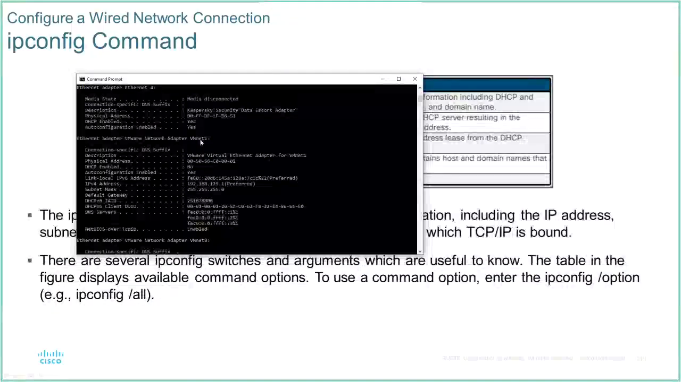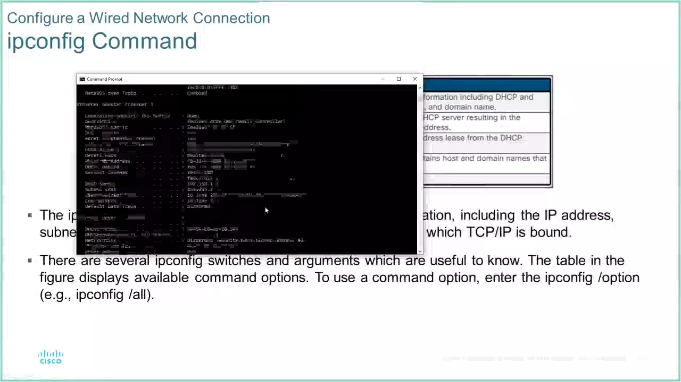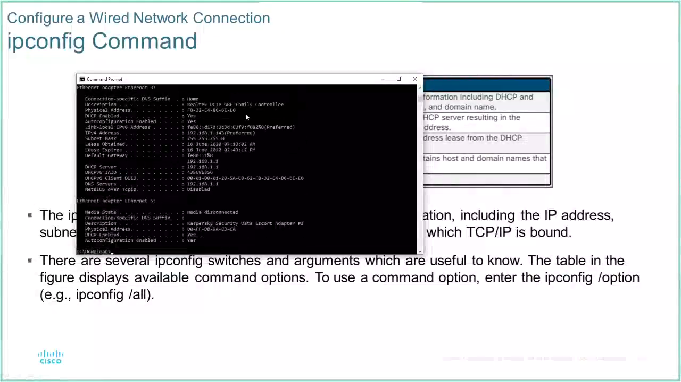So this is the VMnet one, and there's your MAC address, IPv6 link-local, IPv4, IPv6. Okay, so it gives it all to you. This is the main one.